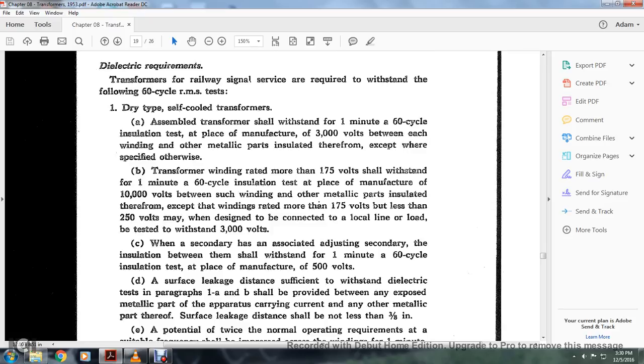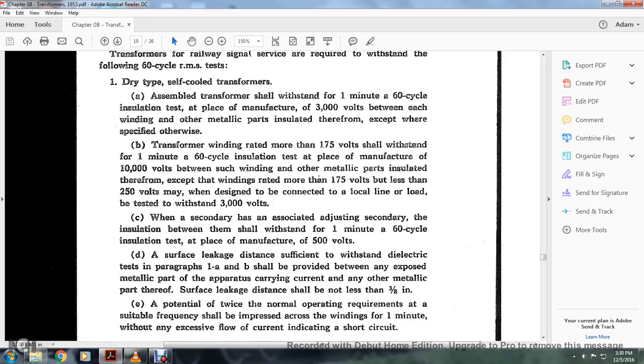With the secondary associated adjusting secondary, the insulation shall withstand 1 minute of 60-second insulation tests at a manufacturer's 500 volts. D. The surface leakage is insufficient to withstand the dielectric testing in paragraphs 1 and B shall be provided between the exposed metallic part and the apparatus carrying current with any other metallic part thereof.